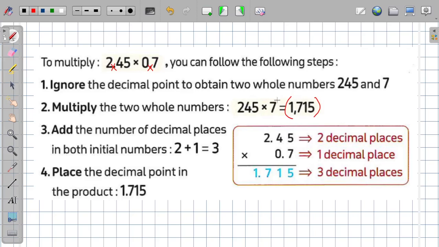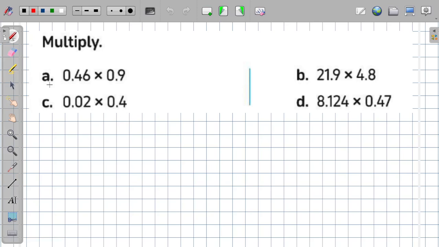1715. After that, here I have two decimal places, and here I have one decimal place. So 2 plus 1 equals 3. So the result will have the decimal point after 3 digits. So I have 1, 2, 3, and the decimal point will be between 1 and 7. So the result will be 1.715.